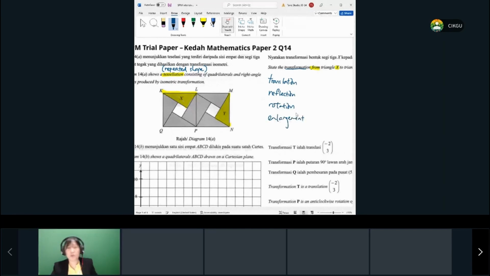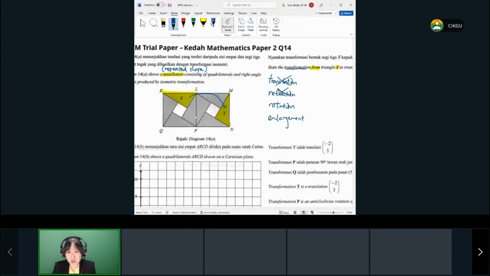So you ask yourself one by one. From X to Y, is it a translation? No, I hope you tell me no. Because in a translation, the orientation cannot change, right? It just takes the same shape and moves left and right, up and down only. So the fact that the orientation changes confirms it cannot be a translation.